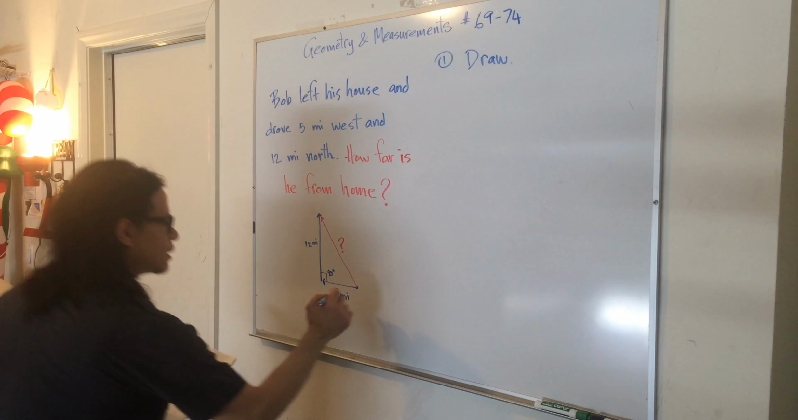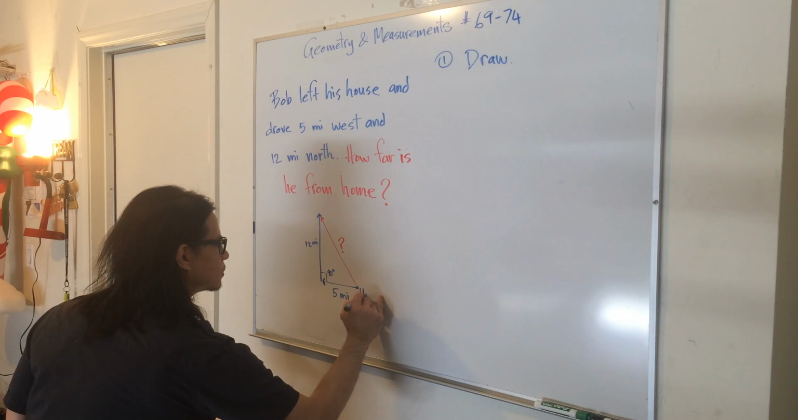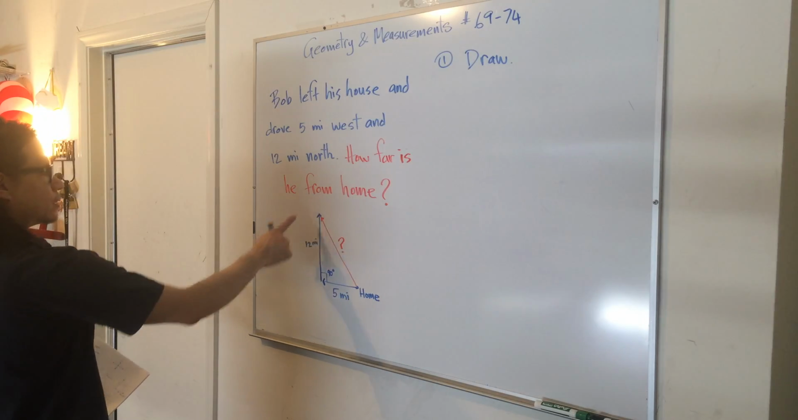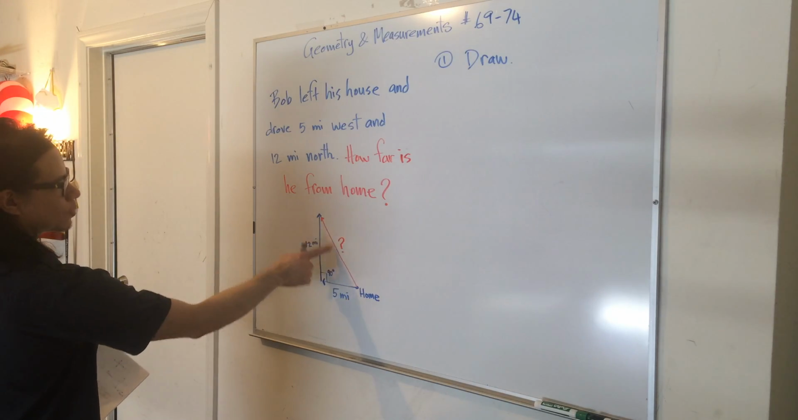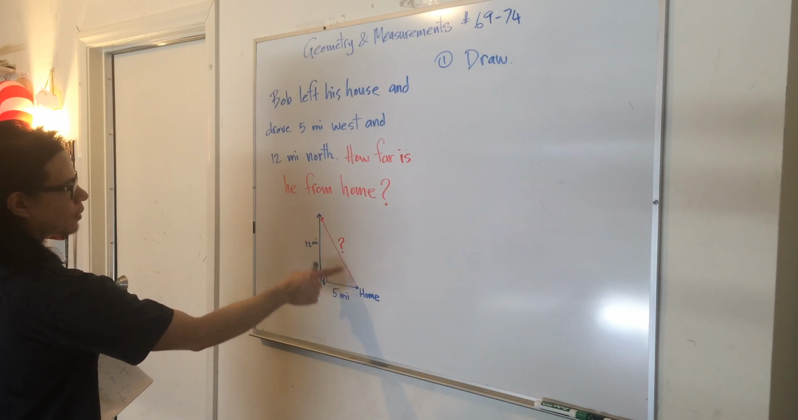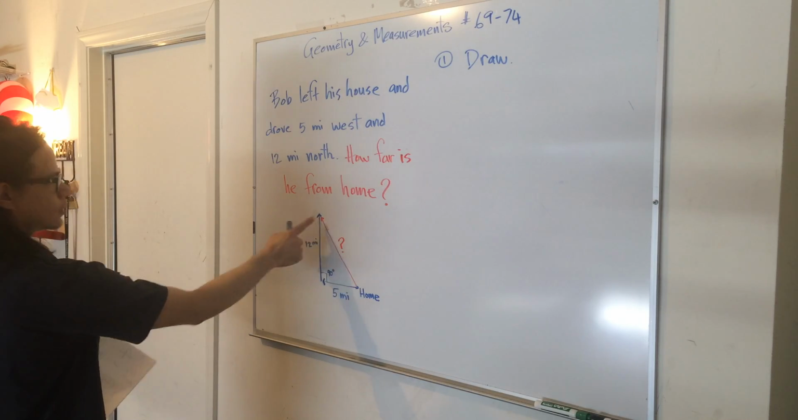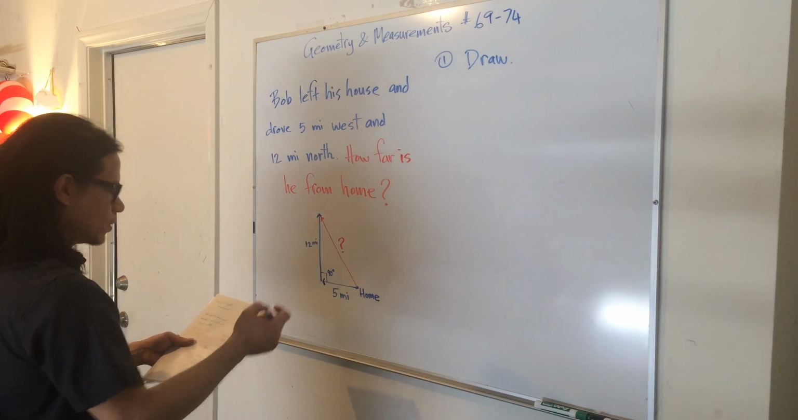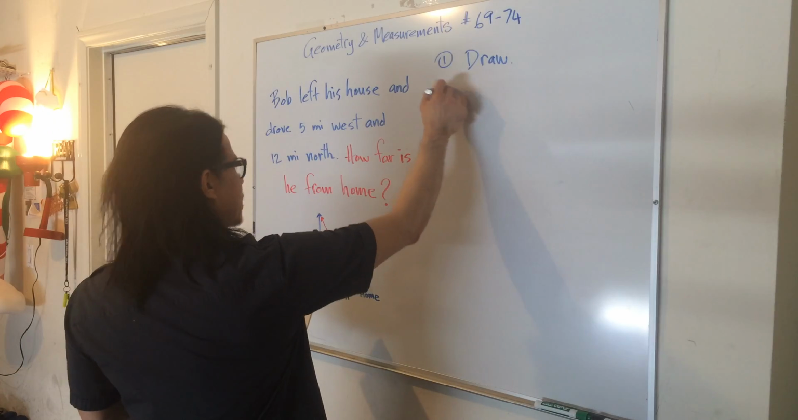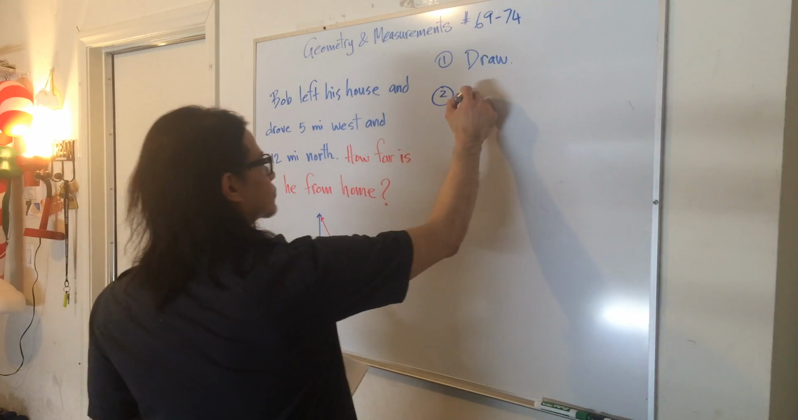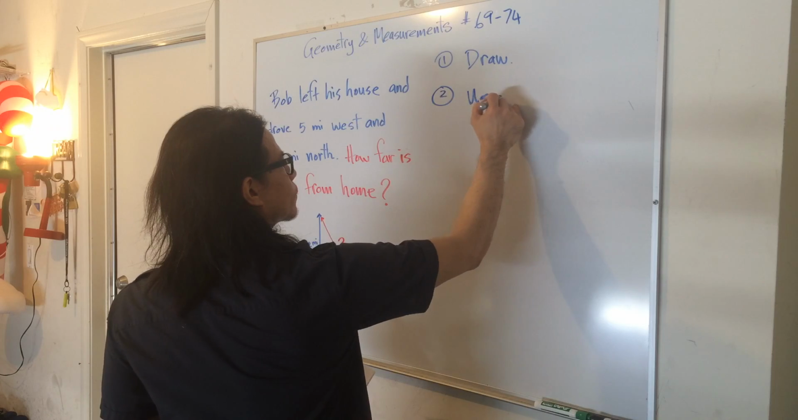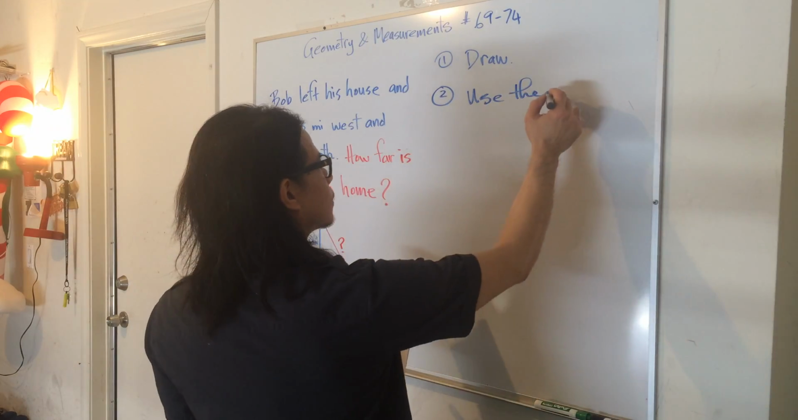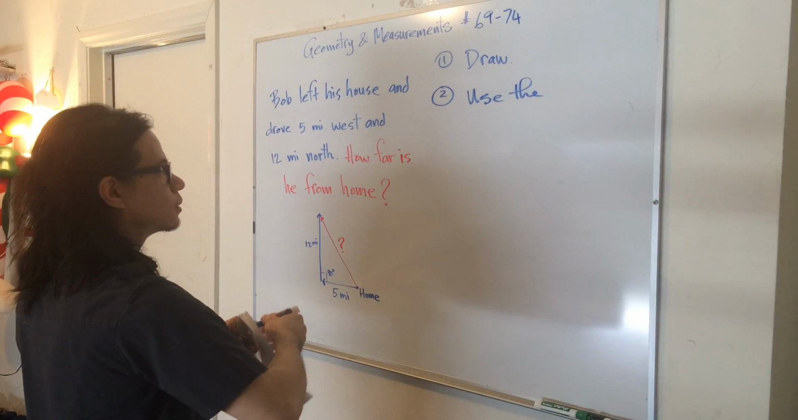Okay, so let's label this. Again, this is home. We traveled west and then north. The question is asking, what is this distance here? How far are we from home? Okay. So step 2, we're going to use the Pythagorean theorem.